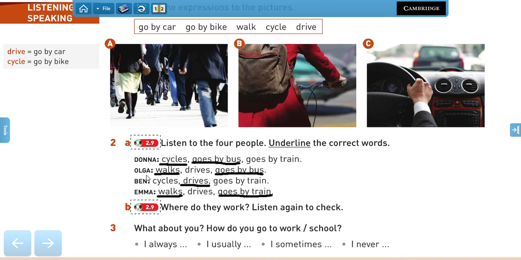Okay, so for Donna, we don't have a lot of information about where she works, right? Olga says that she lives near the office. So we know that she works in an office. Ben says that he works in the next town. So he doesn't work in the same town as he lives. And Emma works in the city and she lives in a village, right? So she has to walk and then go by train.